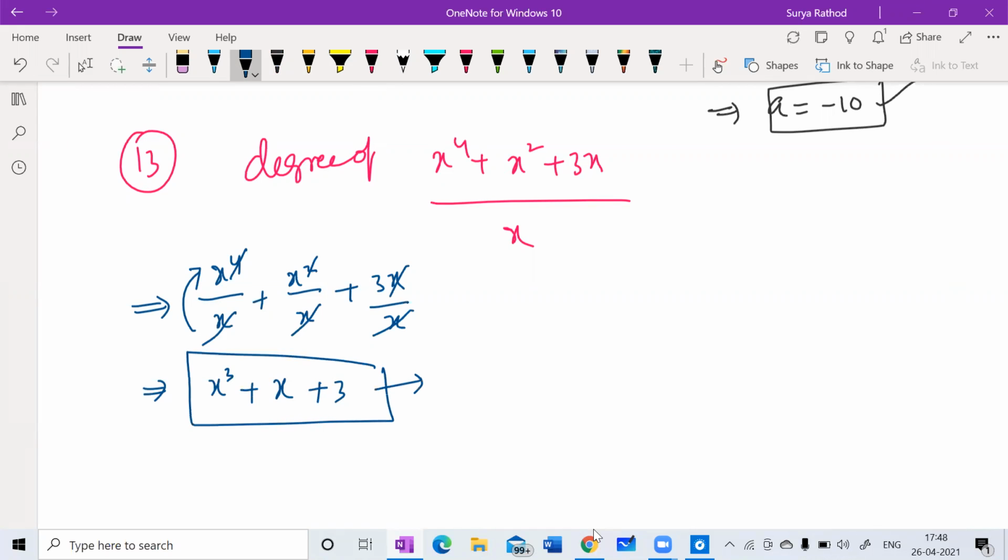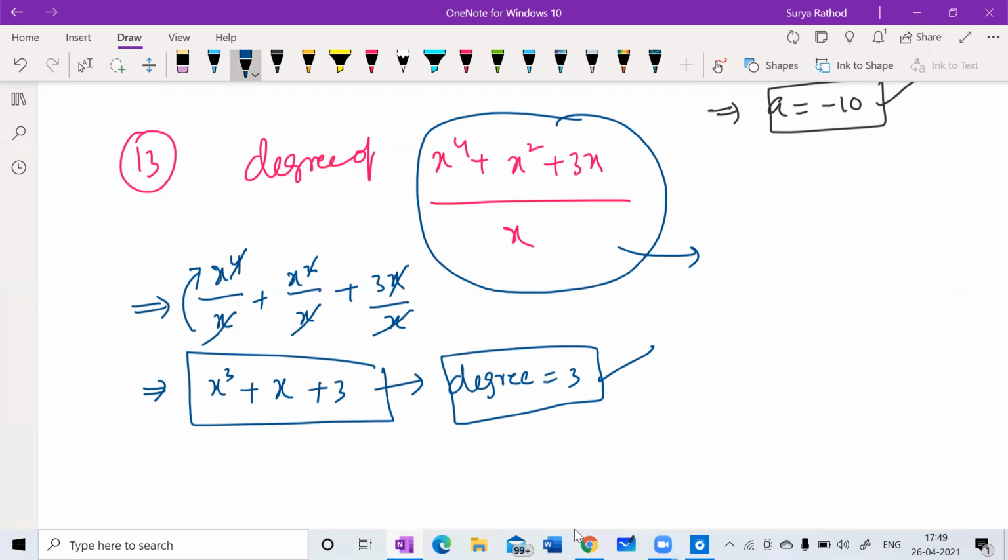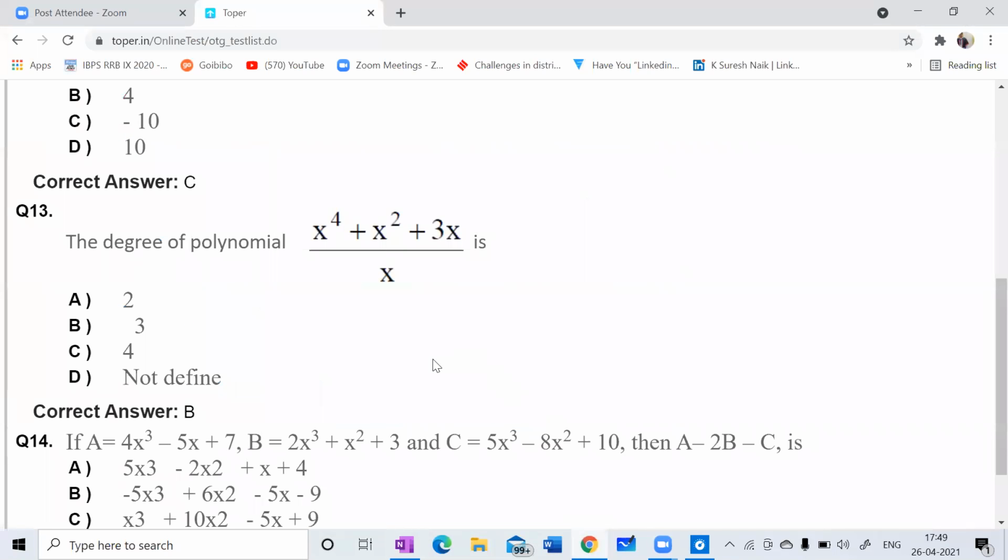So now tell me, this is my cubic polynomial. What is the highest power of the variable here? 3. So degree is equal to 3. A very simple question. He is not asking you directly; he is giving the polynomial fraction here. What you have to do is split individual terms and then cancel individually. You will get a final polynomial, which is a cubic polynomial. So degree is equal to 3. Your answer is 3. Getting my point? Very good.